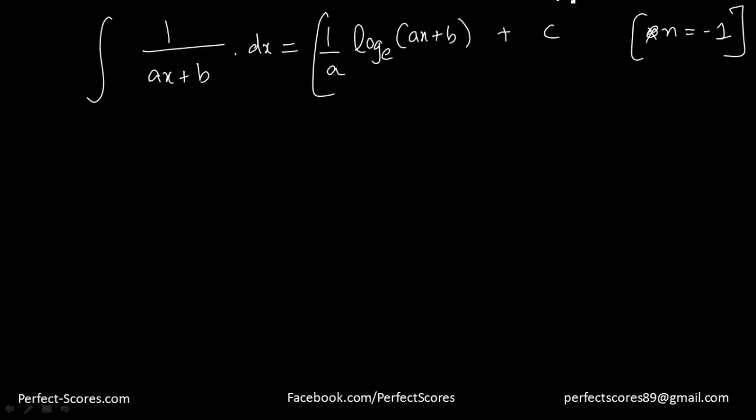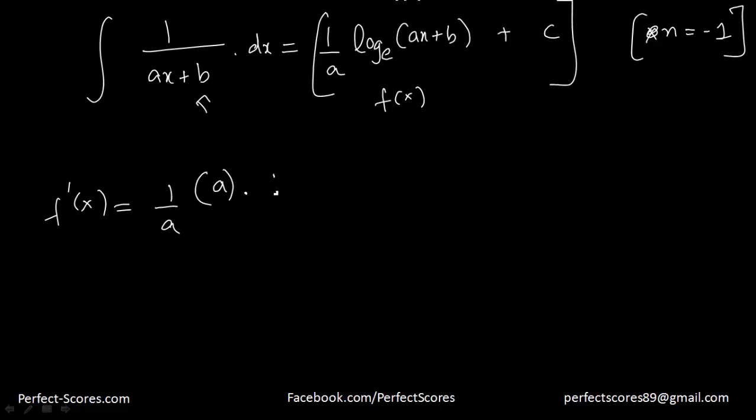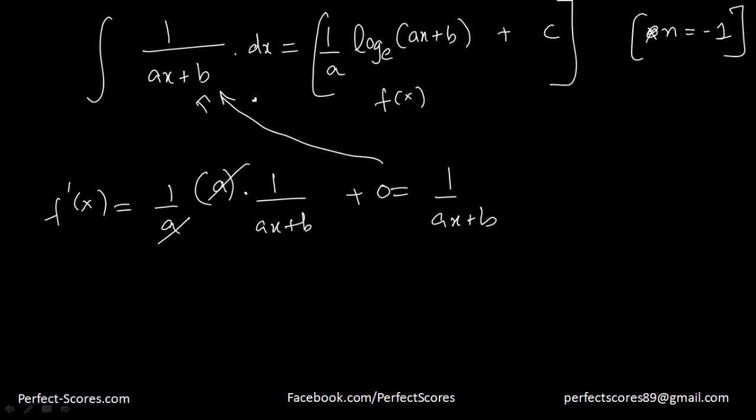And if I go ahead and differentiate this, let's suppose this is f(x), I'll actually get this value. So if you want to check that, let's see. I'll have 1 over a into the differentiation of ax + b, which is a, into the differentiation of log, which is 1 over (ax + b). And the differentiation of a constant is always 0. So that is actually going to give me 1 over (ax + b), which is this. So suppose you're getting what I'm trying to say here, guys.